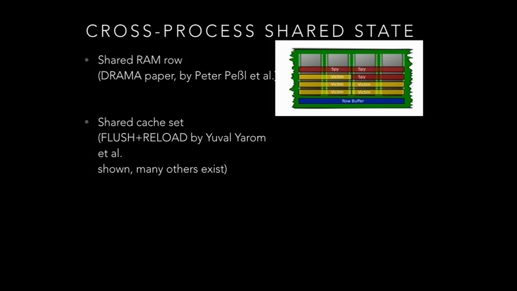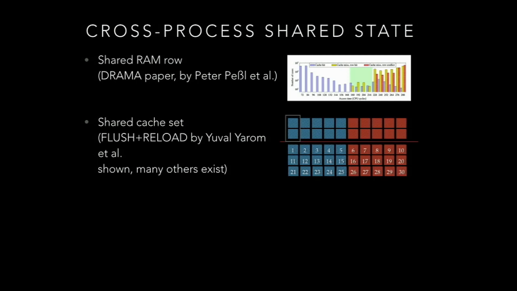So RAM is accessed in these structures called rows, and whenever you switch from one row to another, it takes a certain amount of time, and you can observe this latency. That means you can observe the access pattern of other processes onto a RAM chip by observing things that you can observe yourself. This histogram shows the latency difference.